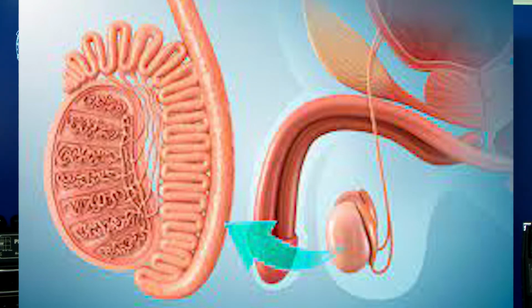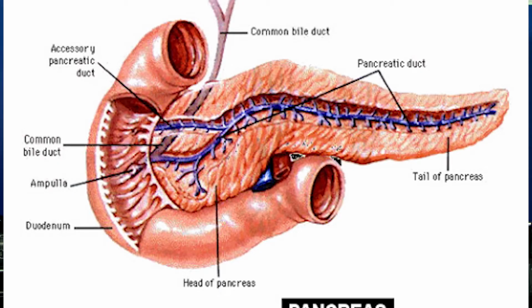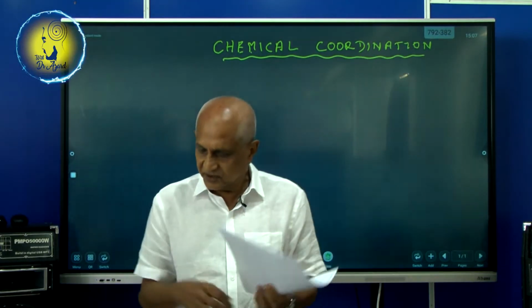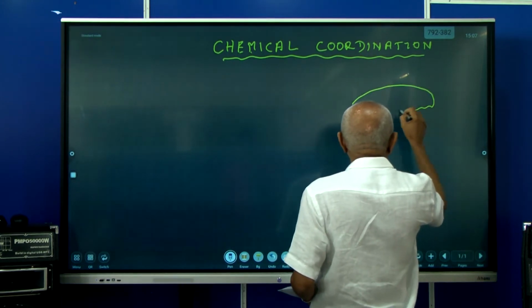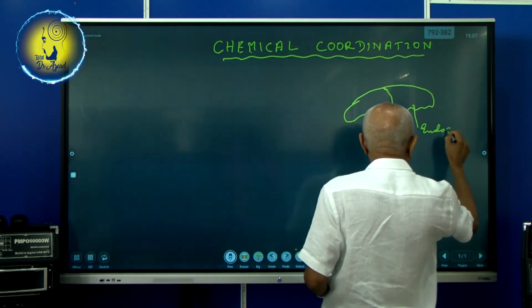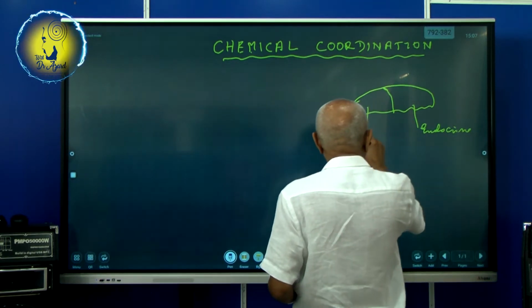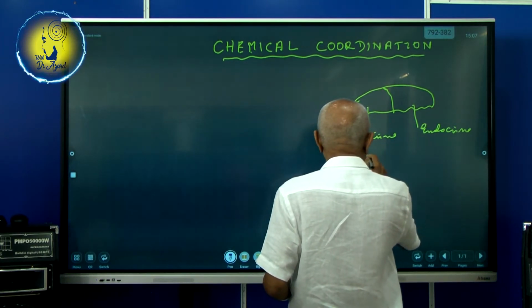Then insulin. Now insulin is secreted by the pancreas. When we talk of the pancreas, we say the pancreas is endocrine in function and also digestive in function, that is exocrine gland. So if we draw this pancreas, now part of it we can say endocrine, and this part is digestive in function.